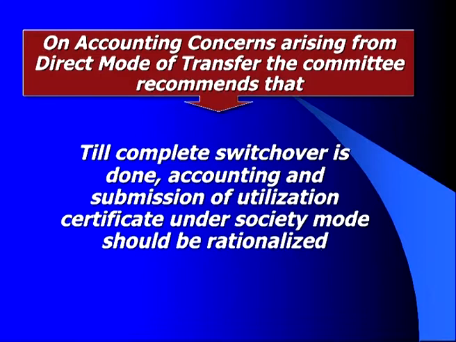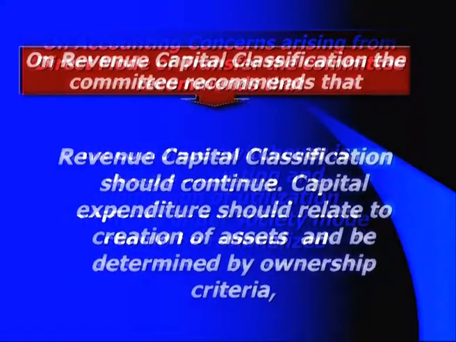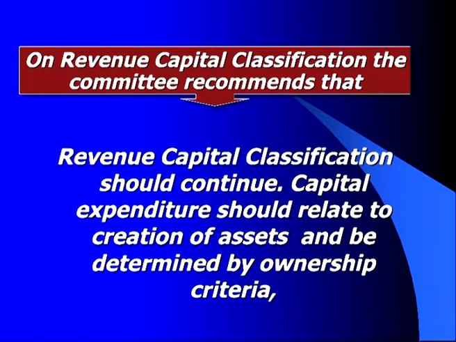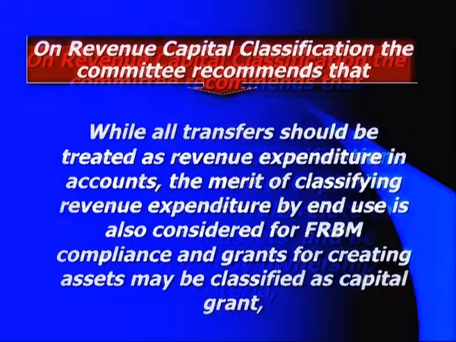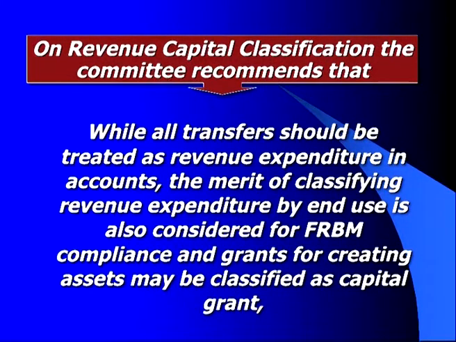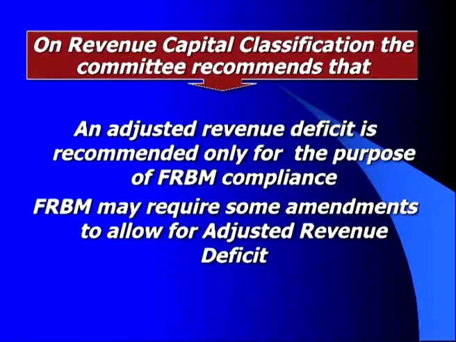On revenue-capital classification, the committee recommends that the revenue-capital classification should continue. Capital expenditure should relate to creation of assets and be determined by ownership criteria. While all transfers should be treated as revenue expenditure in accounts, the merit of classifying revenue expenditure by end use is also considered by FRBM compliance, and grants for creating assets may be classified as capital grants. An adjusted revenue deficit is recommended only for the purpose of FRBM compliance. FRBM may require some amendments to allow for adjusted revenue deficit.